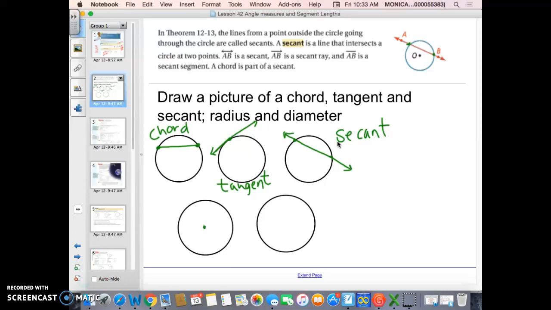Next, you need to know the difference between a radius and a diameter. So if you have the center of the circle, and you have a line that cuts the circle in half, we call that the diameter. And if you have half of the diameter, that's what we call the radius. So the radius equals 1/2 the diameter, and the diameter equals 2 times the radius.